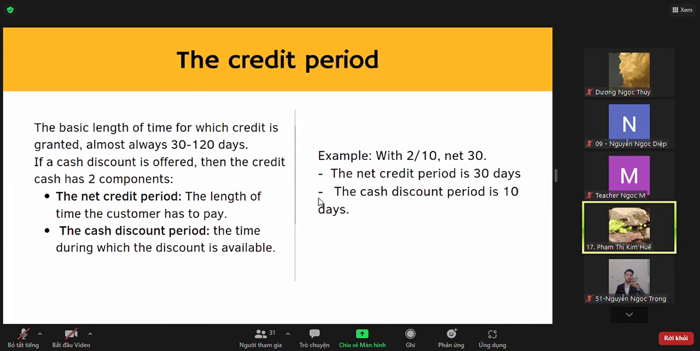The credit period. The basic length of time for credit periods almost always ranges from 30 to 120 days. If a cash discount is offered, then the credit term has two components. The net credit period is the length of time the customer has to pay, and the cash discount period is the time during which the discount is available. For example, with the terms of sale 2/10 net 30, the net credit period is 30 days and the cash discount period is 10 days.